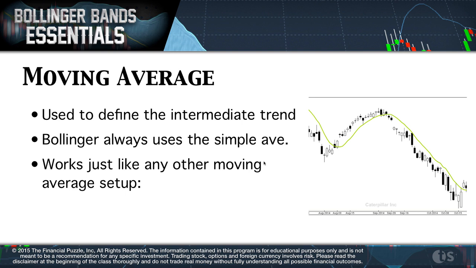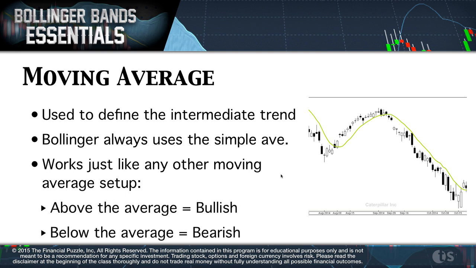It's going to work just like any other moving average setup. If you're above the average, you're bullish. If you're below the average, you're bearish, just like every other moving average system. That particular component is something you should be fairly aware of. It's a fairly well-known component, and that's the way it works. We're only going to use one average here, just that one middle line. That's your basic simple moving average of the Bollinger Bands.